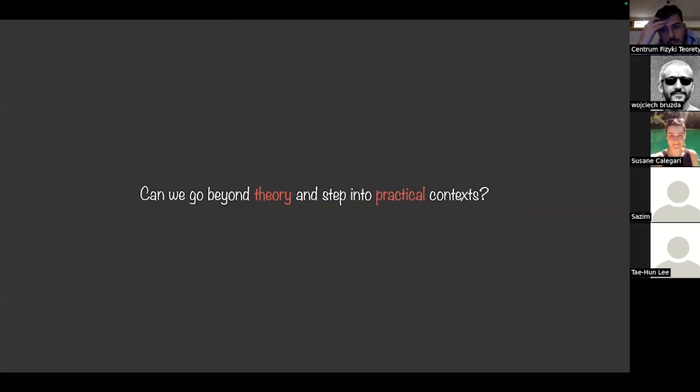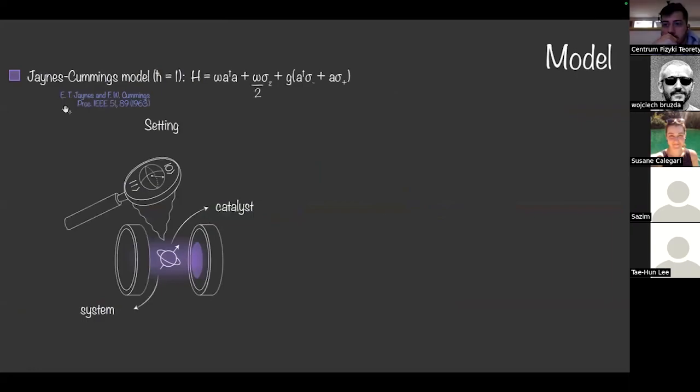And this is precisely what we did. Namely, we uncover a catalytic transformation in a paradigmatic model in quantum optics, the so-called Jaynes-Cummings model. In this model, you have an atom interacting with a quantized electromagnetic field in an optical cavity. And our take here was to use this atom as a catalyst and the mode as our main system.